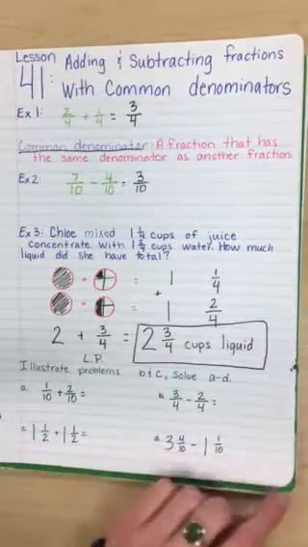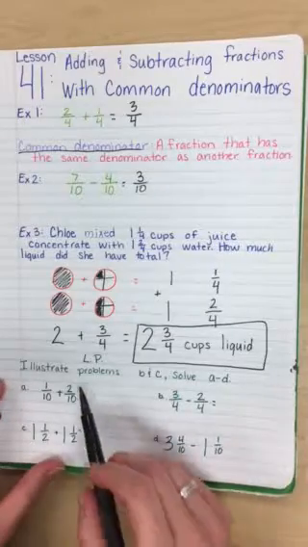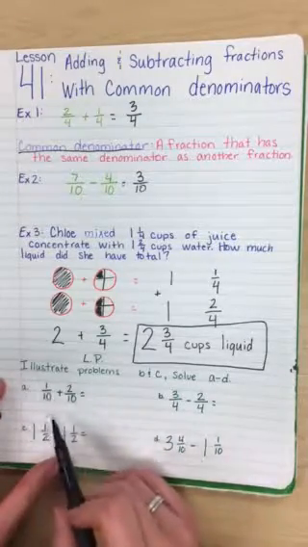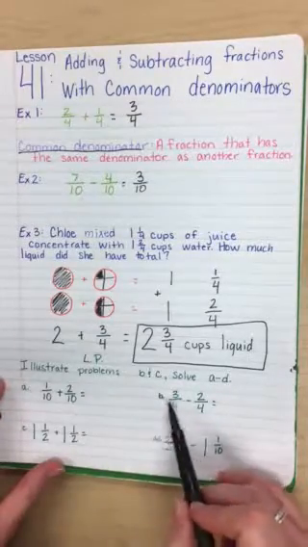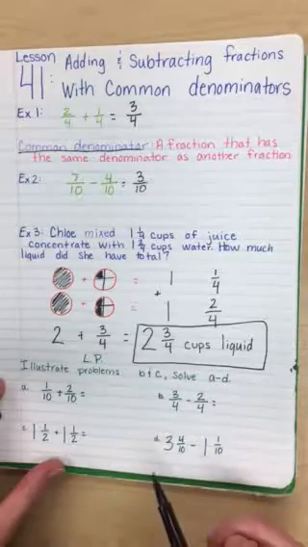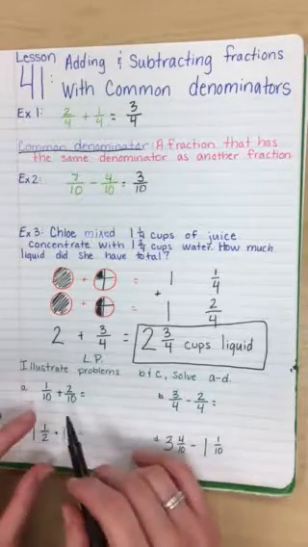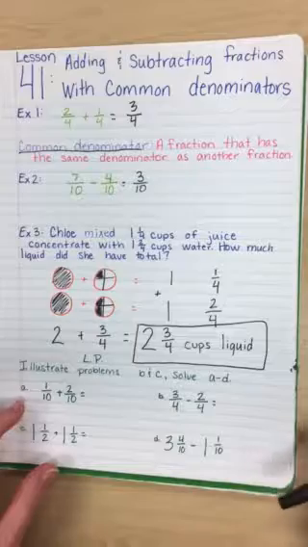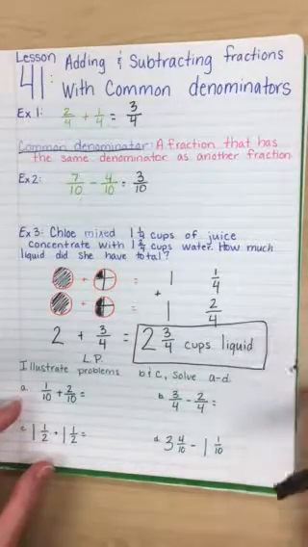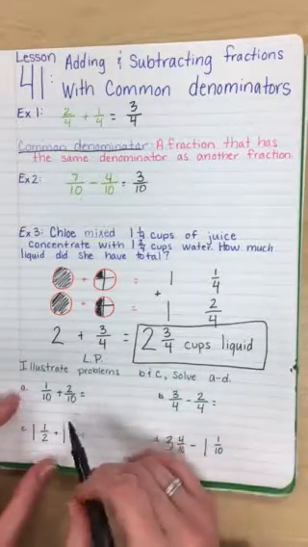All right, so for your lesson practice today, you're illustrating B and C, because it's hard to illustrate tenths. They're such small pieces that it's hard to draw a proper tenth.